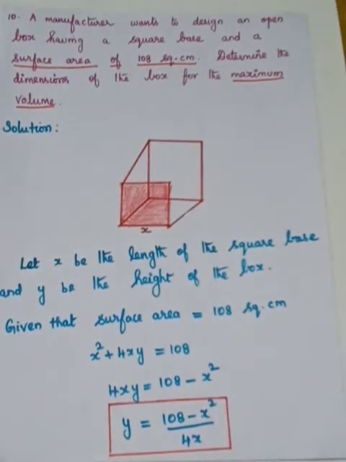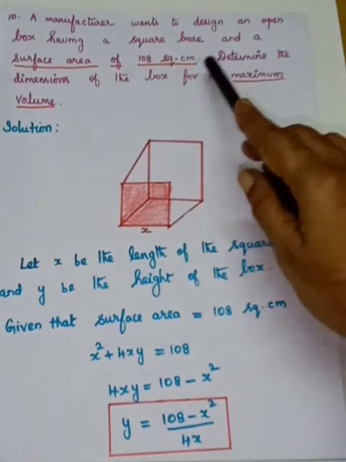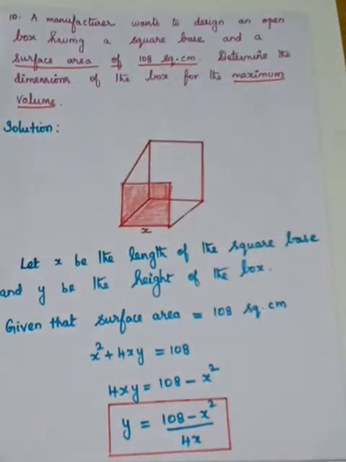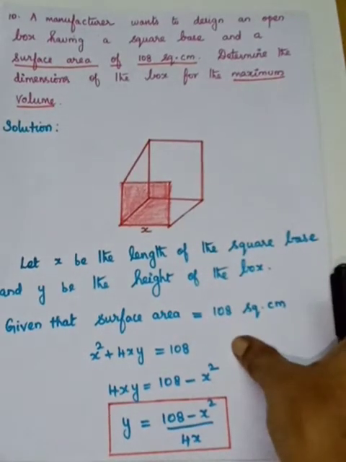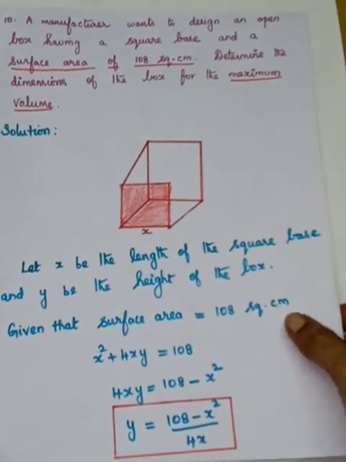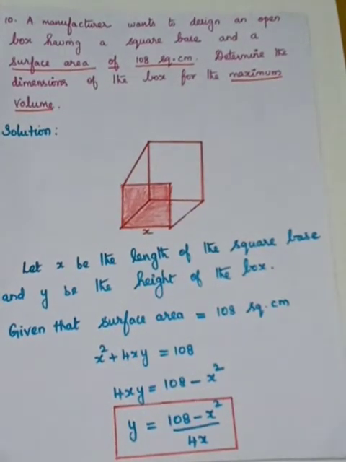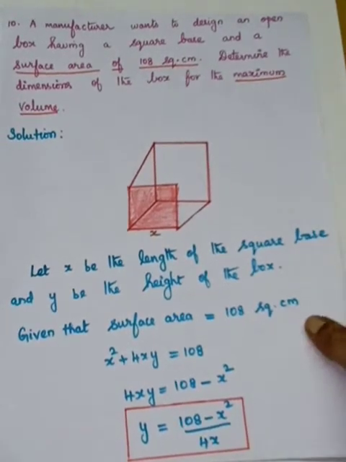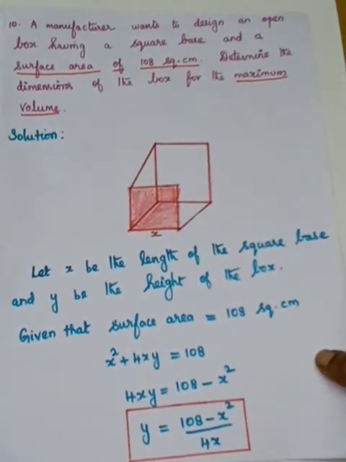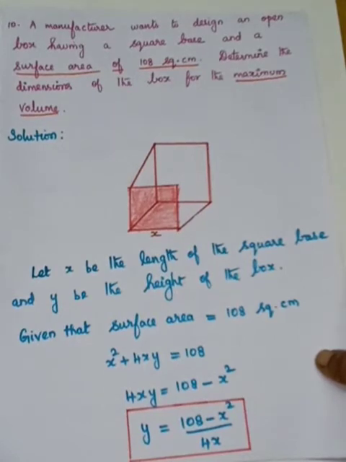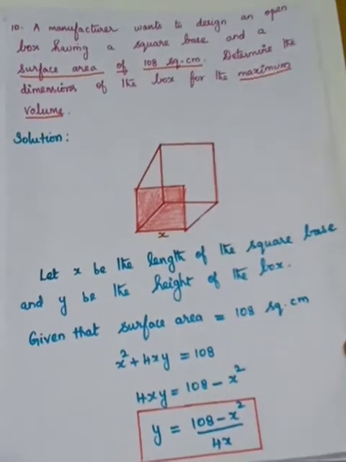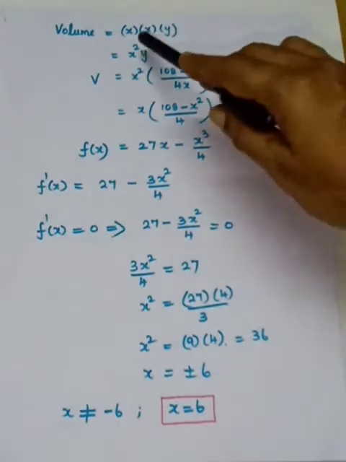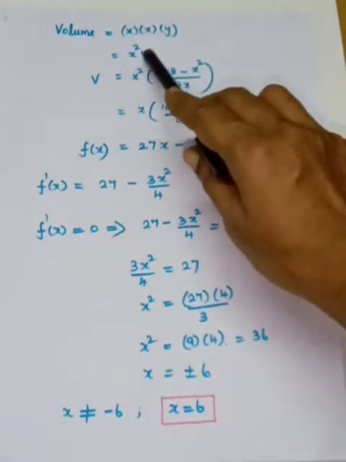Next, you have to see which should be maximum or minimum. So see that, determine the dimensions of the box for the maximum volume. So we have to find the volume of the box, which should be maximum. So for that, first you are going to find what the volume of the box is. Okay, so how should it be? It is length into breadth into height. What is the length? x. What is the breadth? That also is x, because it has a square base. And what is the height? It is y. So therefore the volume of the box is x into x into y, that is x squared y.